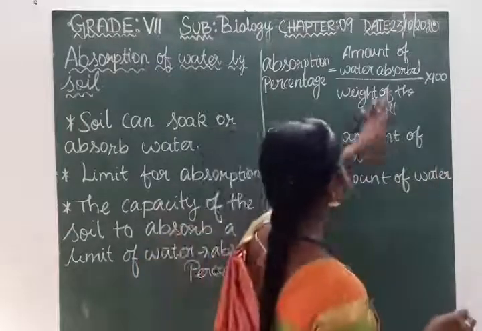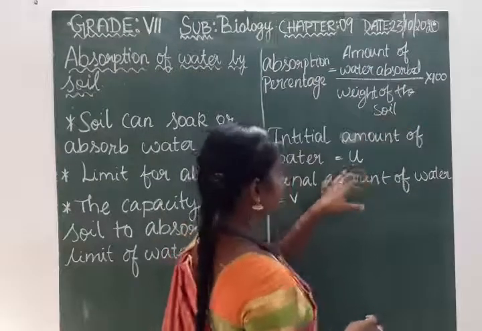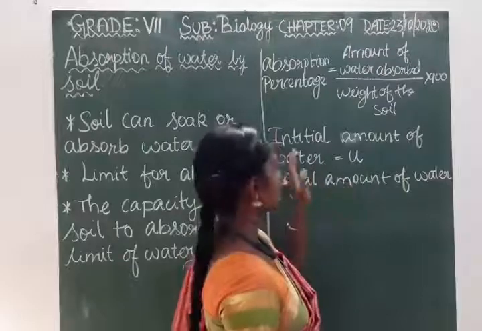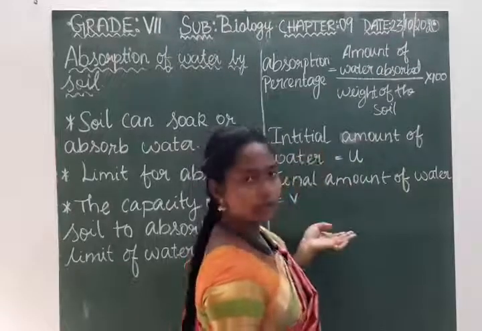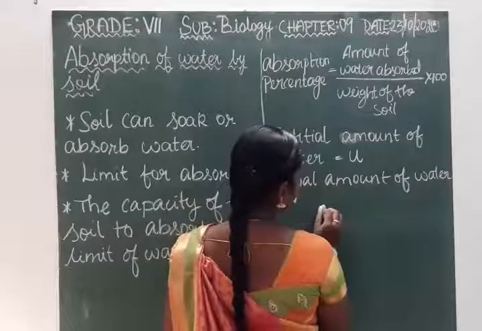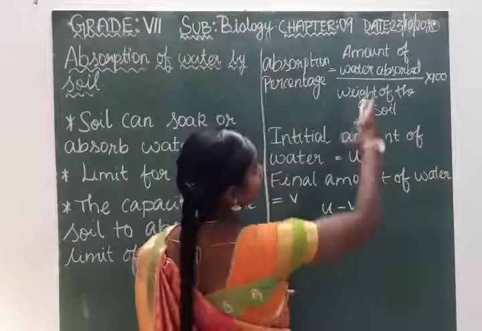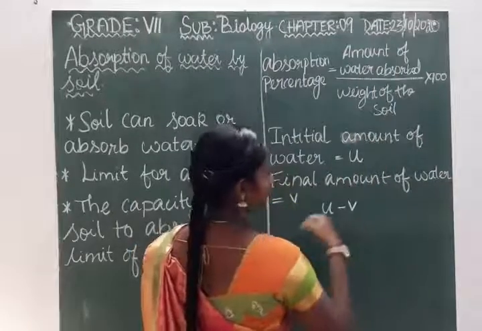To find the amount of water absorbed, we have to subtract these two terms. From the initial value we subtract the final value. So the formula is U minus V. The amount of water absorbed is U minus V.